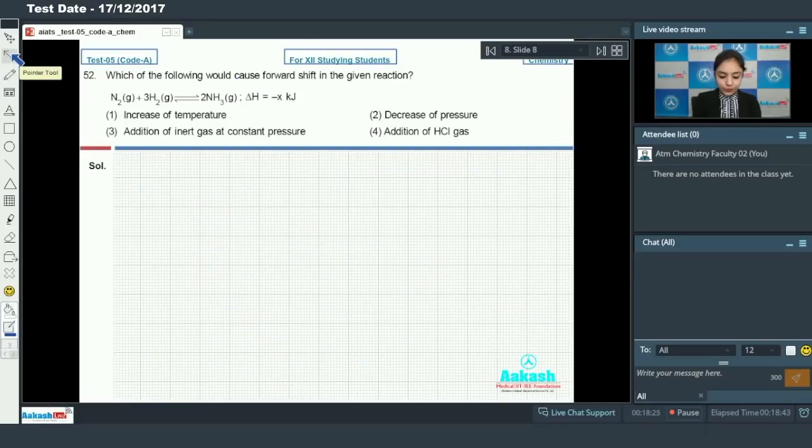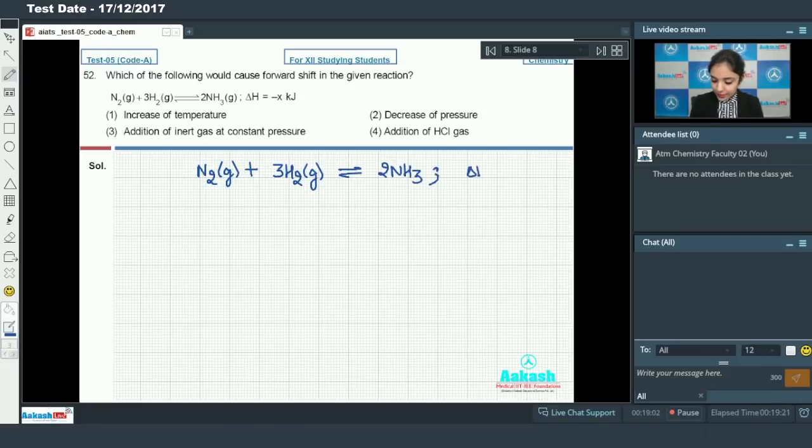You have question number 52. It says, which of the following would cause forward shift in the given reaction. So this question is an application of Le-Chatelier's principle. You have been given a reaction, that is N2 gas and H2 gas forming ammonia. And as the energy is released, it is an exothermic reaction.